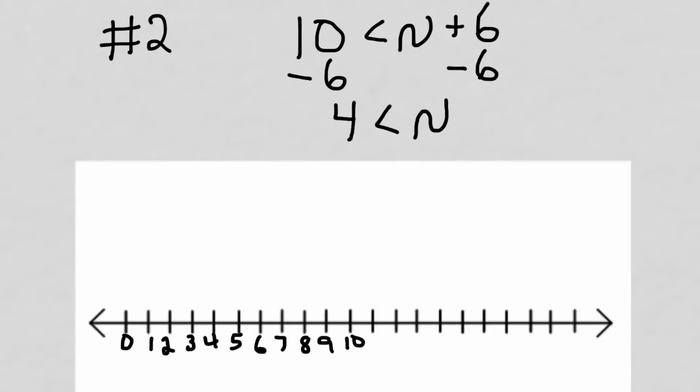Taking this down to my number line, it's going to be a 4. It's going to be an open circle. And let's think about what this says. This says 4 is less than n, but it also says n is greater than 4. So if n is greater than 4, it's going to be in the direction like this, going to the right. All right, let's go on to number 3.